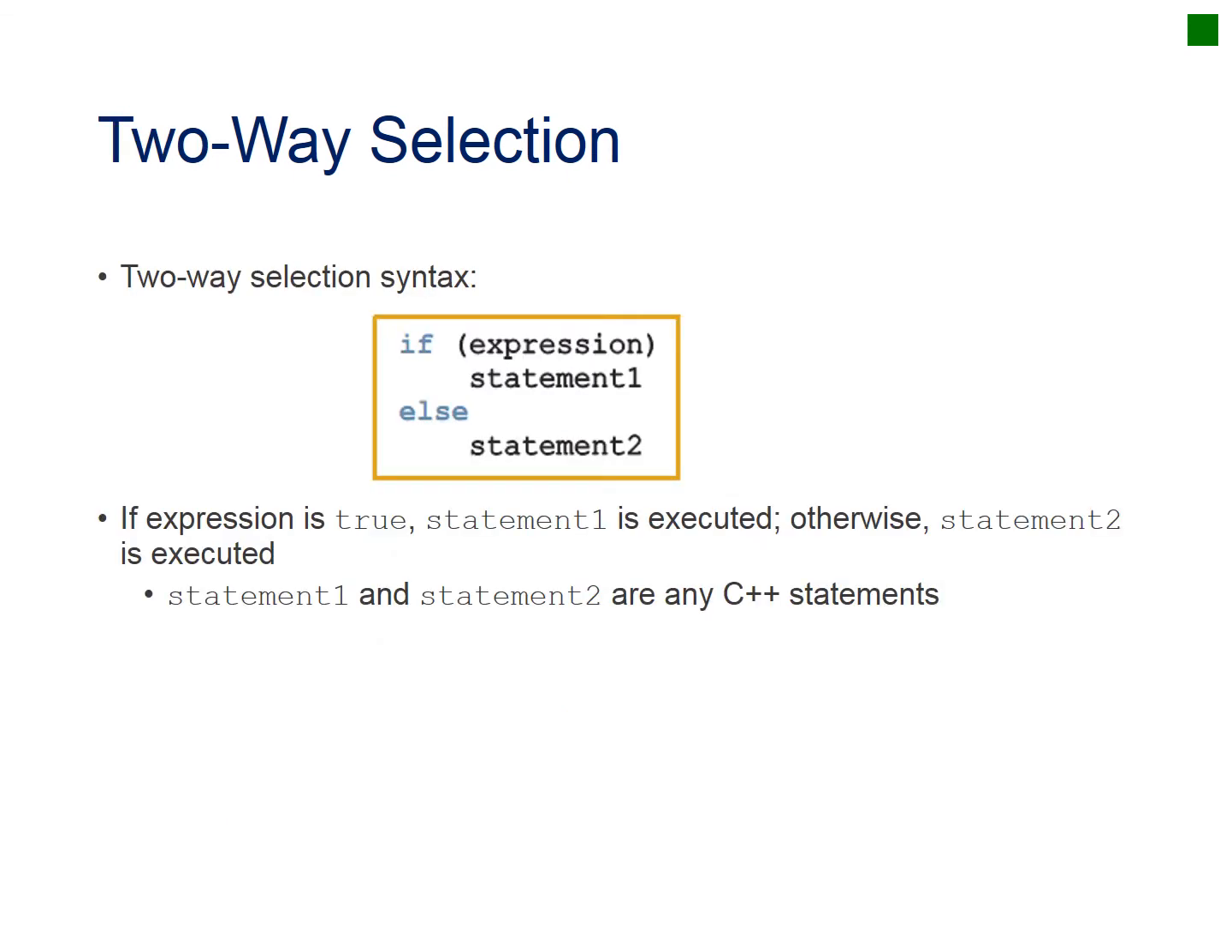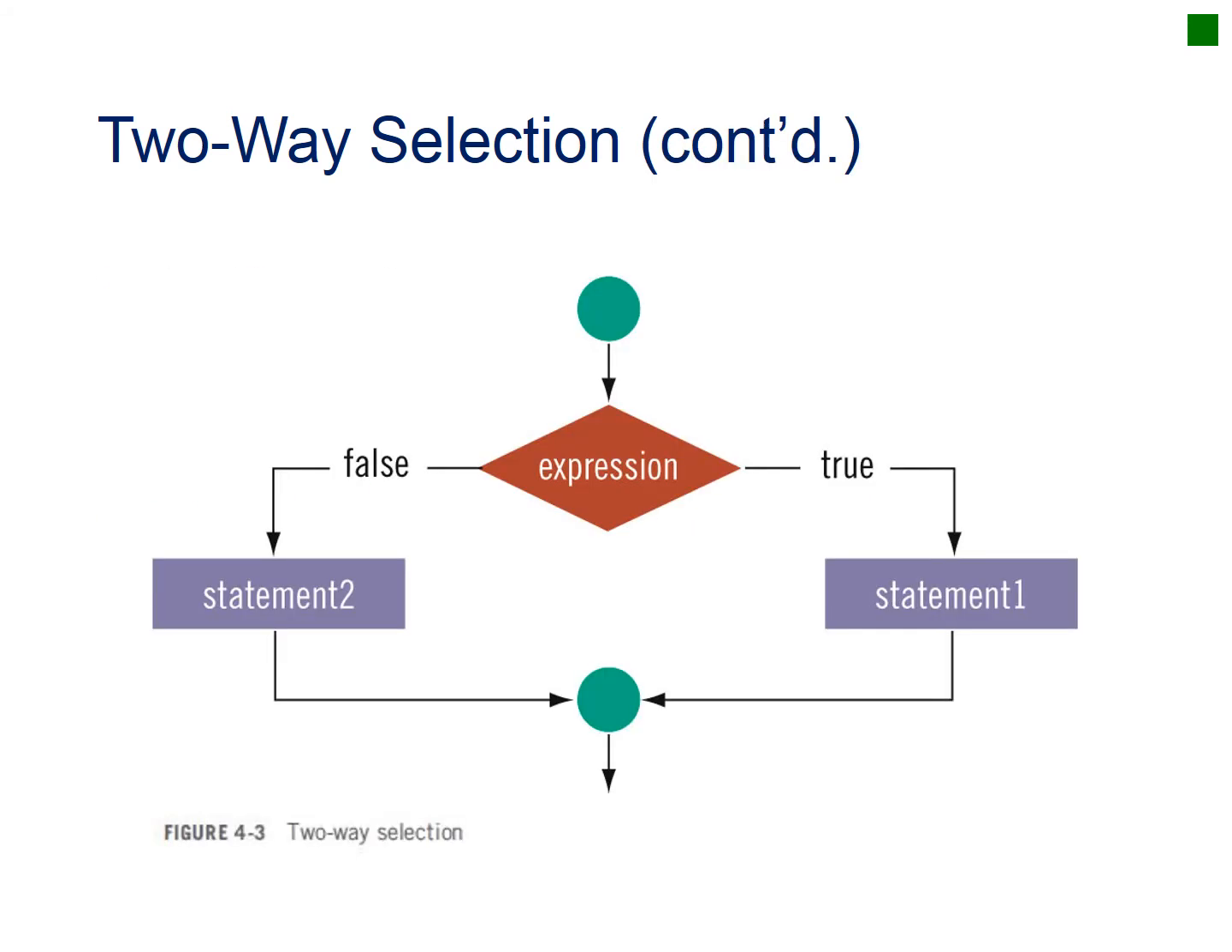The two-way selection, if, then, else statement. The syntax of a two-way selection is if the expression is true, then execute statement 1. Else, if false, execute statement 2. The figure shows that if the expression is true, then statement 1 is executed. Otherwise, statement 2 is executed.